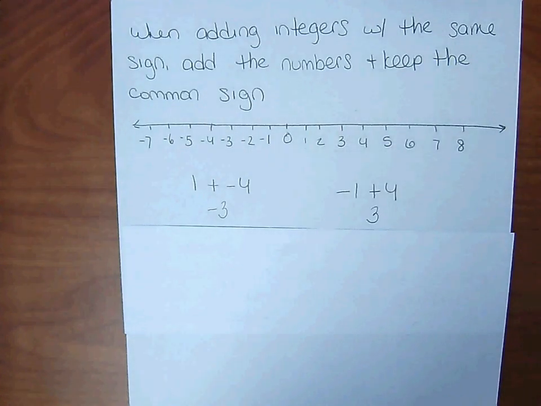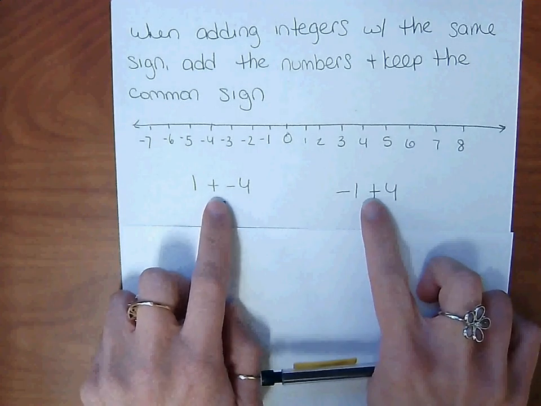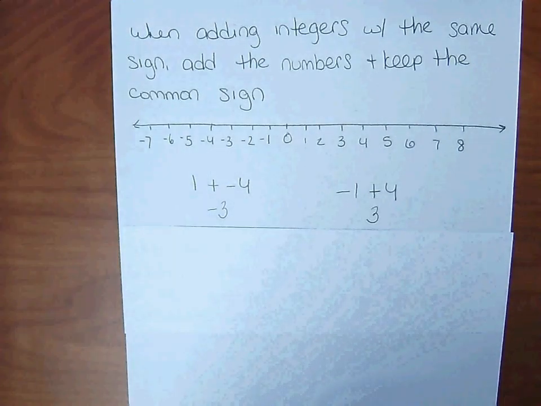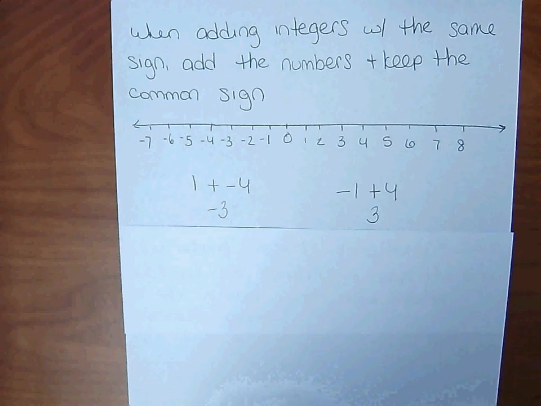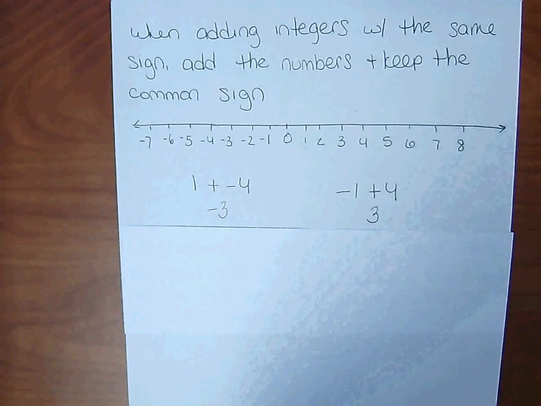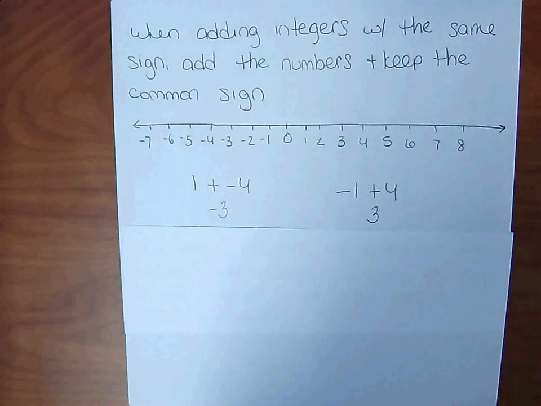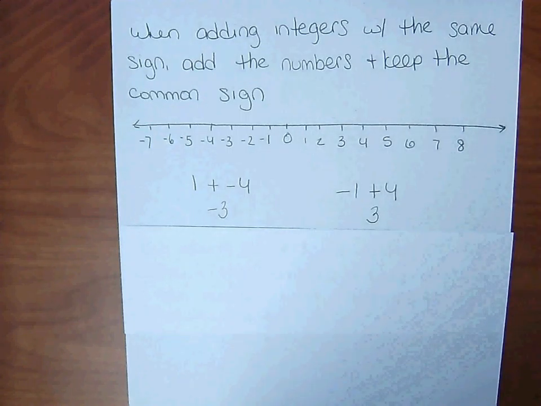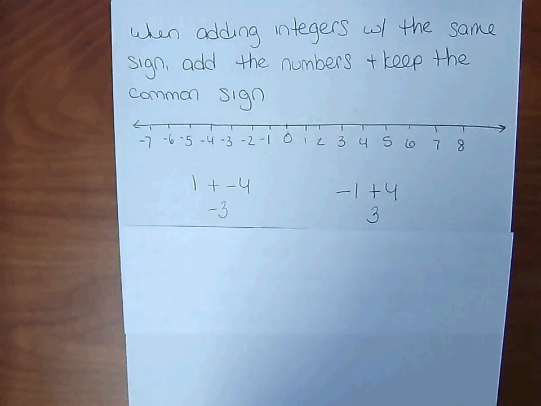I know this symbol right here says to add, but if you have a 1 and a 4, the way to get a 3 is if you subtract 4 minus 1. That's basically what we're doing here. The way we figure out if the answer is going to be negative or positive is we look at the number with the greater absolute value, or the one that is further from 0.